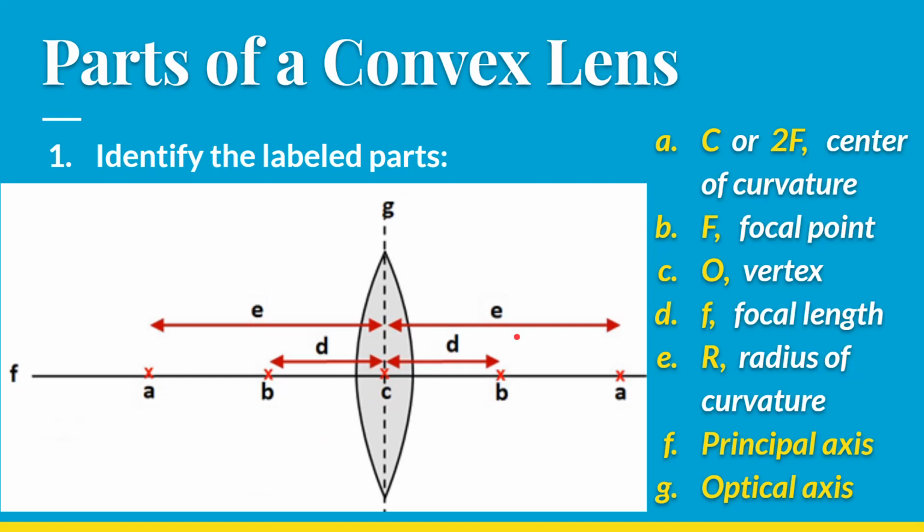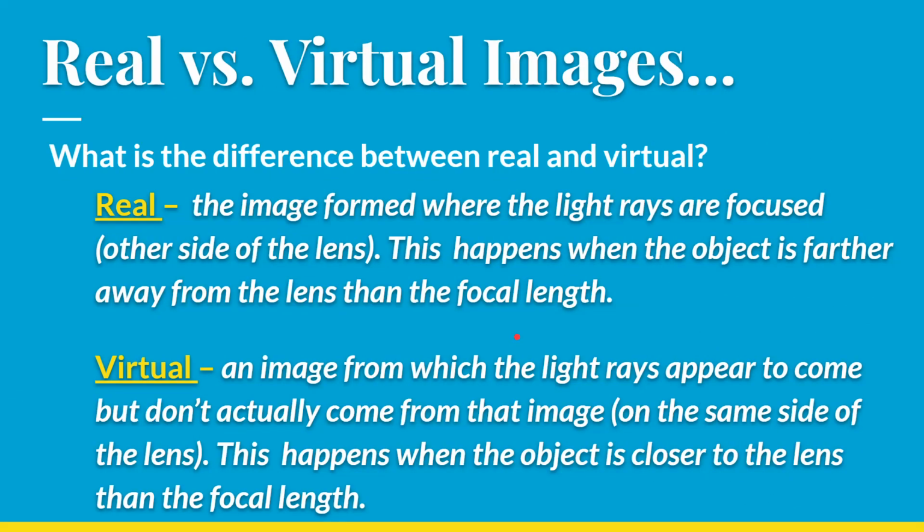All right, hopefully you've got that all labeled down. Okay, so we're going to talk about real versus virtual images because I know I've given you the terms already. But what is the difference? A real image is formed where light rays are focused on the other side of a lens. This happens when the object is farther away from the lens than the focal length. So if the object is past that focal length, past the focal point, then you'll get a real image formed.